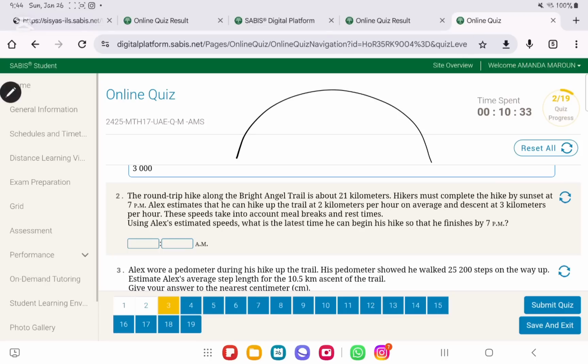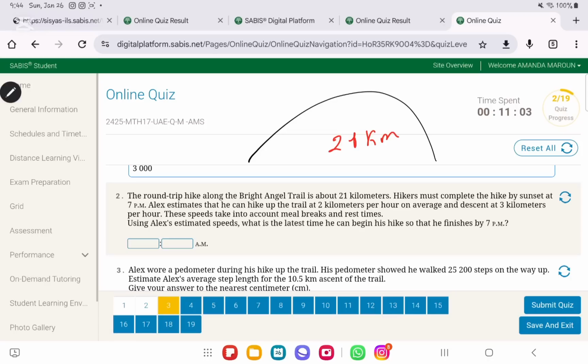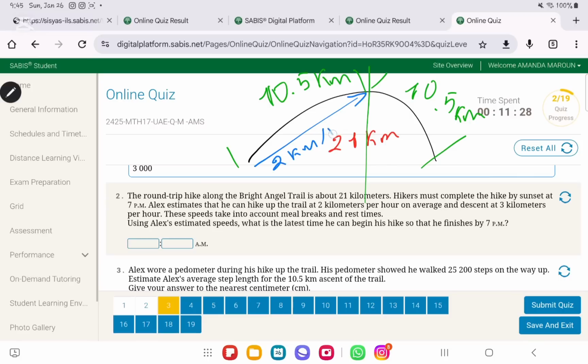So let us just draw the hill, just like an example of the hill. Okay, and we know that all in all, it is how much? It is 21 kilometers. Okay, so I believe what they want us to do is separate them equally. So this is half of 21 and this is also half of 21. Half of 21 is 10.5. So this is 10.5 kilometers and this is 10.5 kilometers. Now the next step is that we know ascending it's 2 kilometers per hour. Descending it is 3 kilometers per hour.